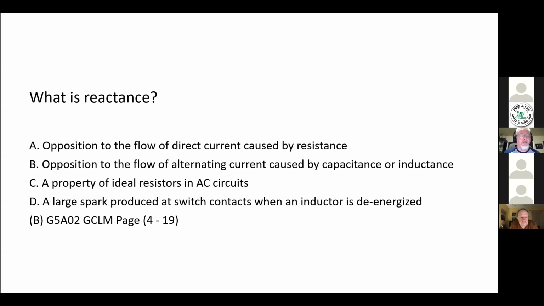Bravo. Opposition to the flow. Bravo is correct.